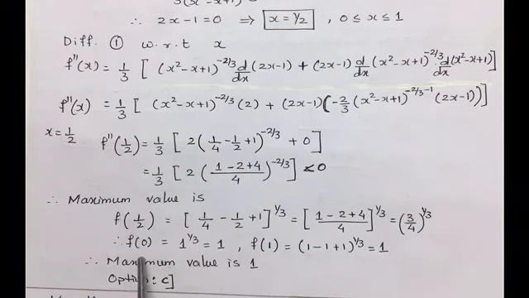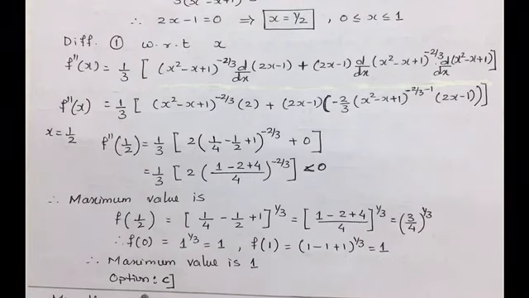And now as it is a closed interval, we are going to calculate f of 0 also. So it becomes 1 raised to 1 by 3, that is 1, and f of 1 is also 1 raised to 1 by 3, that is 1. So comparing the values (3 by 4) raised to 1 by 3 and 1, the maximum value is 1. So option C is the correct option.